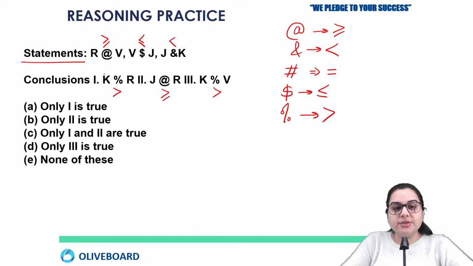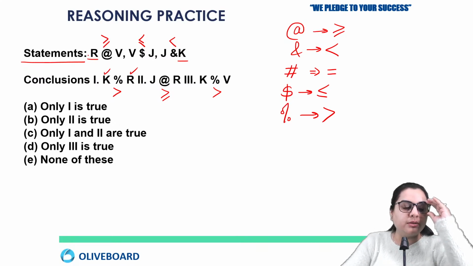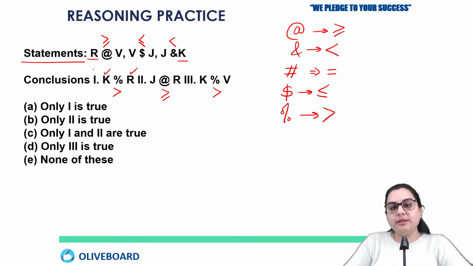Now first conclusion, he is talking about K and R. Let us check what is there between K and R. We can see it is an opposite sign relation between K and R, because it is greater, smaller. That means there are three possibilities, but it is just one conclusion where he is talking about K and R. So this is wrong. Second one is about J and R. If I check between R and J, again both the signs are opposite. Second one is also wrong.